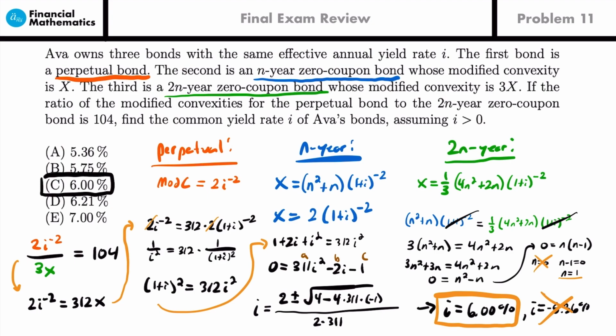6% is the interest rate, or the common yield rate, I should say, for all three of the bonds that Ava owns. The perpetual bond, the N-year bond, and the 2N-year bond, which actually, since we know what the value of N is, would just be a 1-year bond and a 2-year bond. Okay, let's move on to the next problem.